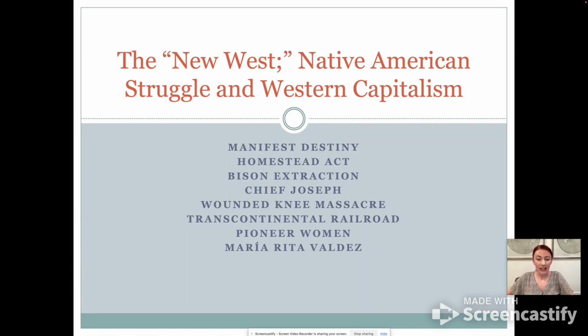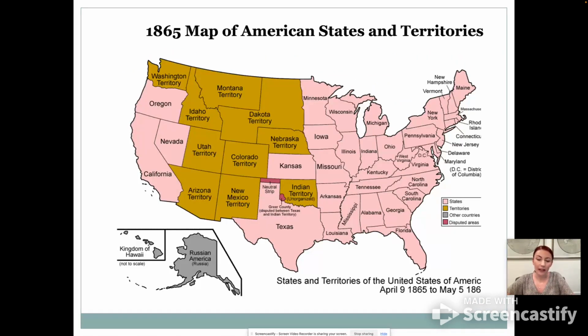Anyways, historically speaking, the American West has been imagined as this space of freedom, of excitement, of opportunity. So after the American Civil War, many Americans will turn their attention to the unfinished business of settling the territories in the West.